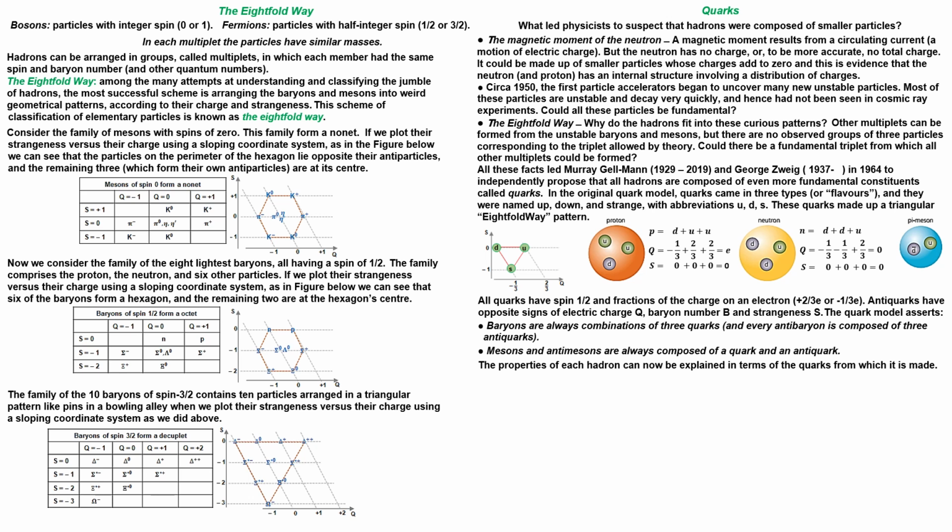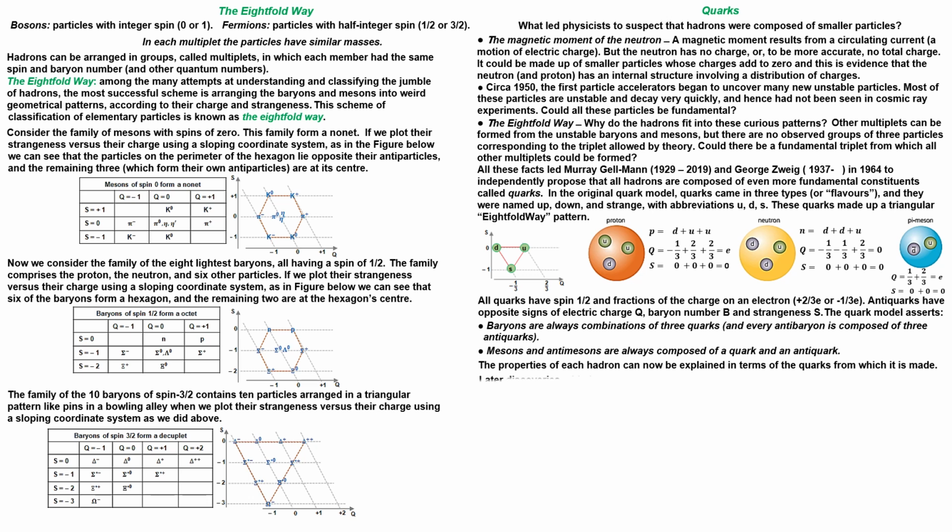The positive pion has 1 up quark and 1 anti-down quark. The charge on the pion is the sum of the charges of the 2 quarks. The values of charge add to 1, and the values of strangeness add to 0.